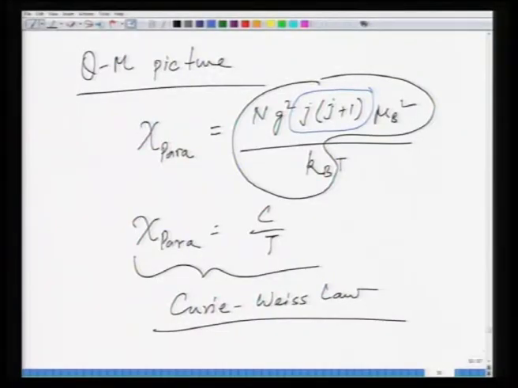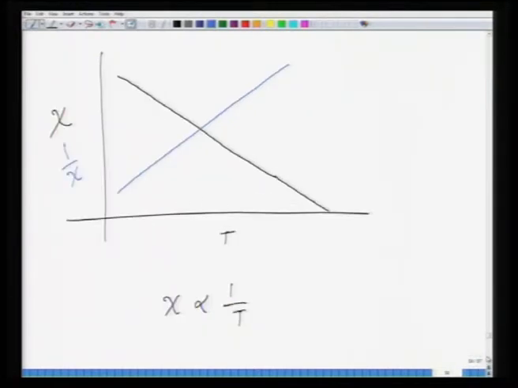We also found that paramagnetic susceptibility is a temperature dependent entity, and this temperature dependence is called Curie-Weiss behavior, and the behavior is something like this. Your 1 by chi increases as a function of temperature, or chi decreases as a function of increasing temperature. This is how you depict the behavior of a paramagnetic material.